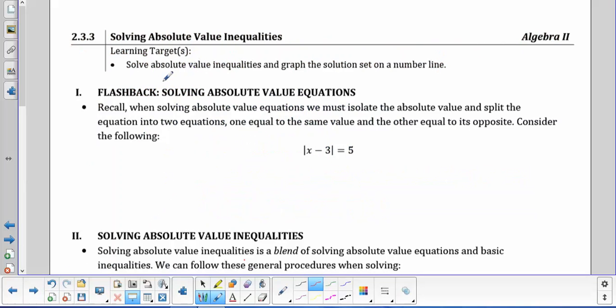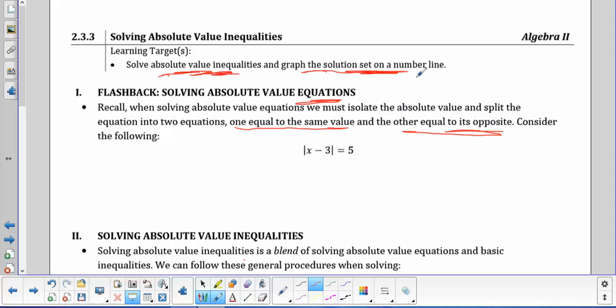Alright, the learning target is going to be solving absolute value inequalities. We've talked about solving absolute value equations, so we're going to take a look at the other end of this and then graph the solution set on a number line, which we've done multiple times. Since we've done absolute value equations, we're going to use this to relate back to and help us when solving inequalities. So if you recall, when we were solving absolute value equations, our goal was to get the absolute value bars by themselves, and then once we did that, we would take the interior, set one equal to the same value and the other equal to its opposite.